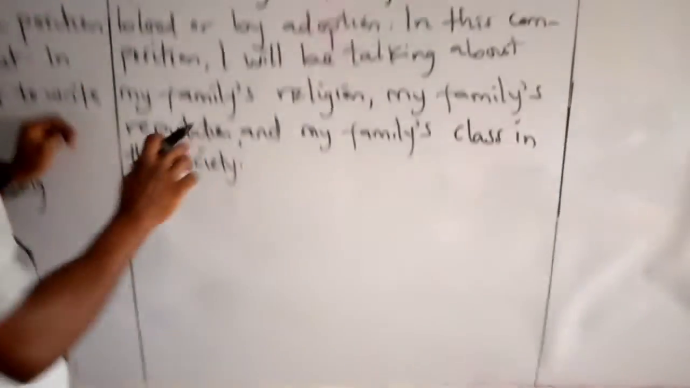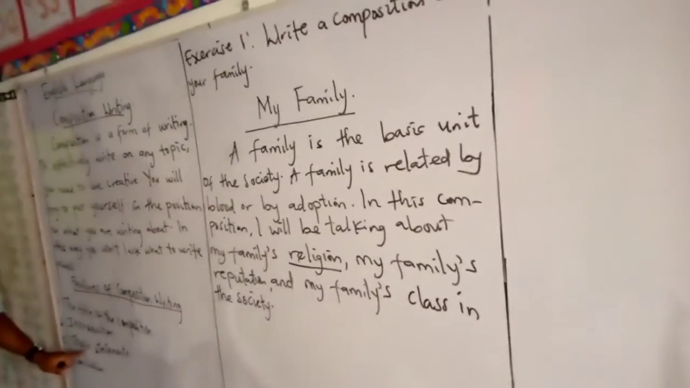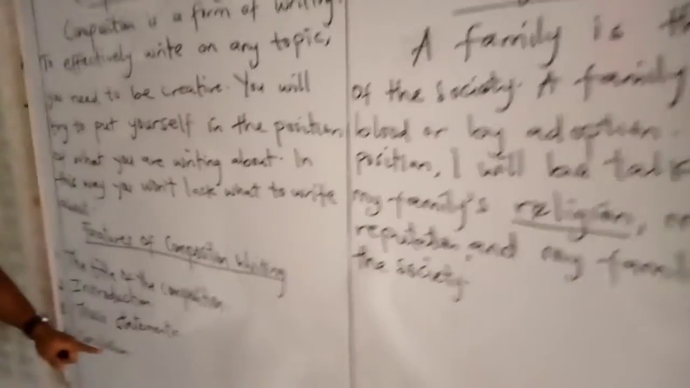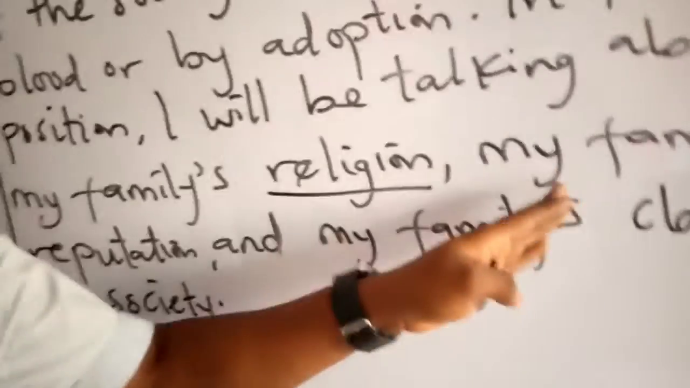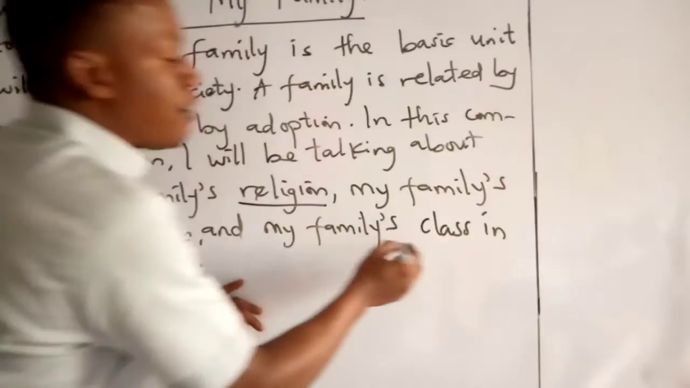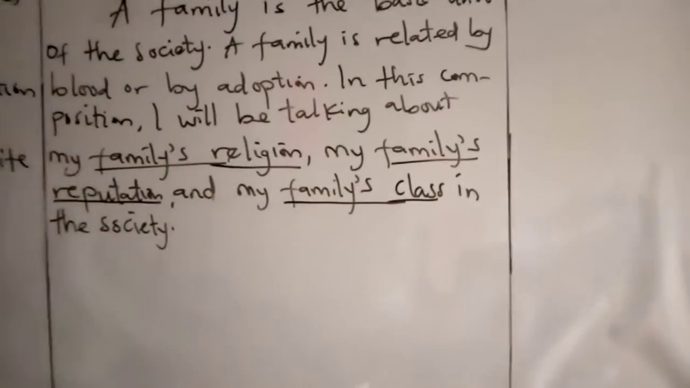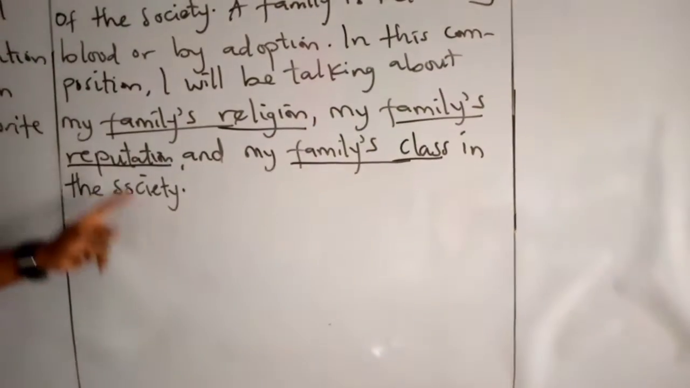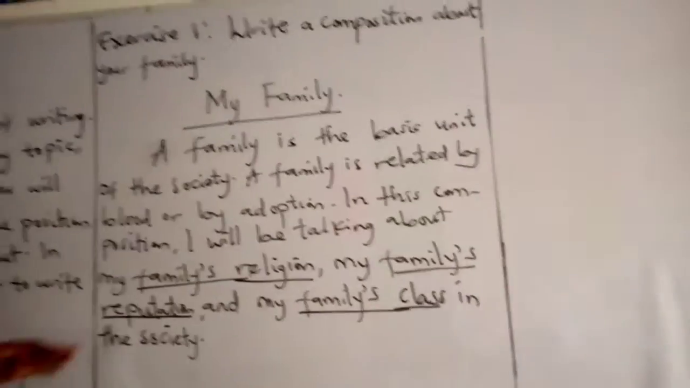Now these are my thesis statements. I will be talking about my family's religion. Your thesis statement is what you are trying to talk about in your writing, and you must have three thesis statements in your composition. Religion is one of my thesis statements. After religion, my family's reputation is another. And lastly, my family's class is the third. Family's religion, family's reputation, family's class. Now let's start with the first one, my family's religion.